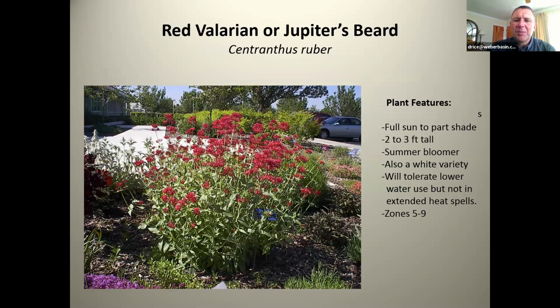Red valerian, Jupiter's beard. Now, I cautiously put this one in there because I think it's a great perennial. It's attractive. It does have a couple downsides in my opinion, which I'll talk about. It is a full sun to part shade perennial. It'll get 2 to 3 feet tall. There's a white variety and this kind of deep pink. Anyway, tolerates low water, but not in extended dry or hot spells. It'll kind of suffer then.